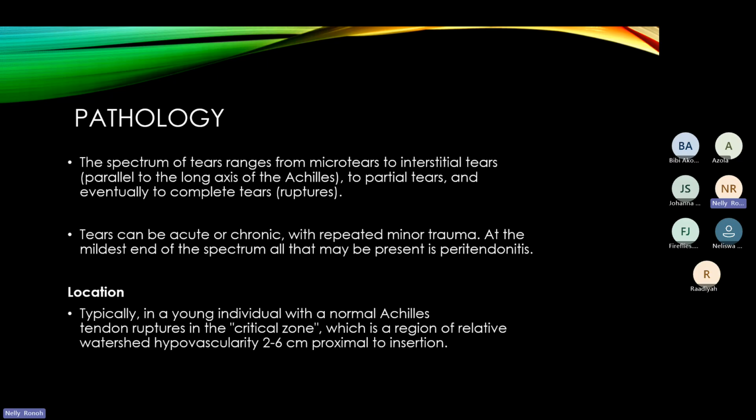The mildest end of the spectrum is the microtears, of course, and the other extreme would be a full thickness tear. As for location, typically in young individuals with a normal Achilles tendon, the rupture will happen at the critical zone, which we've mentioned. This is a region which is relatively hypovascular, and it is usually about 6 centimeters proximal to the insertion of the Achilles, that is, at the myotendinous junction.